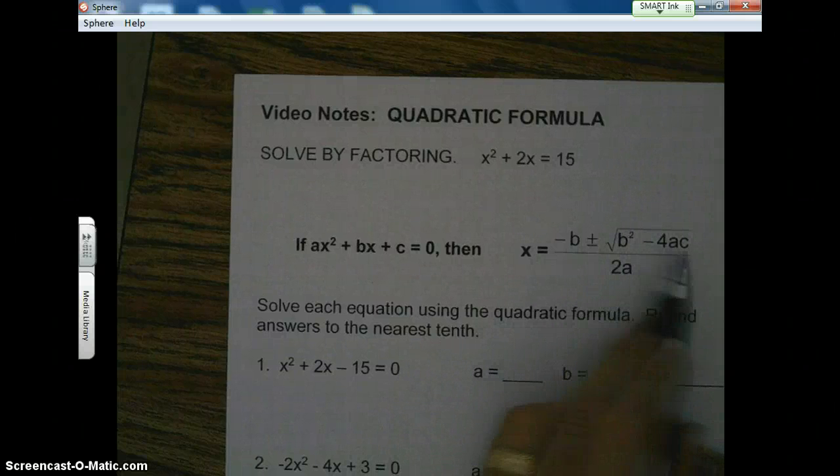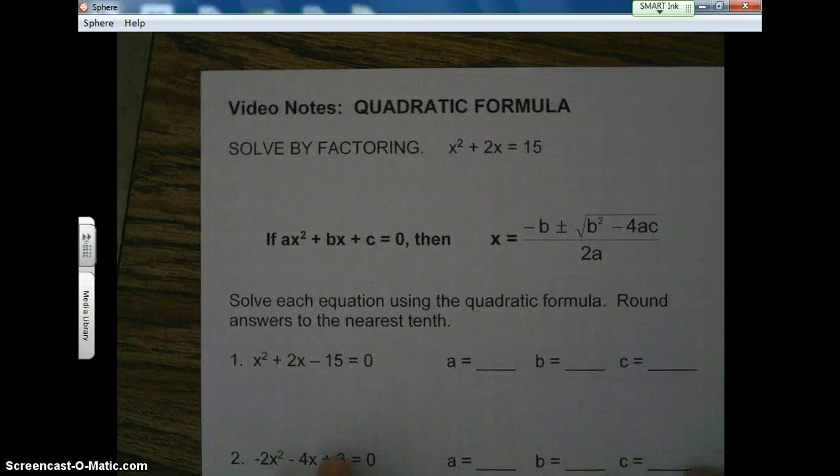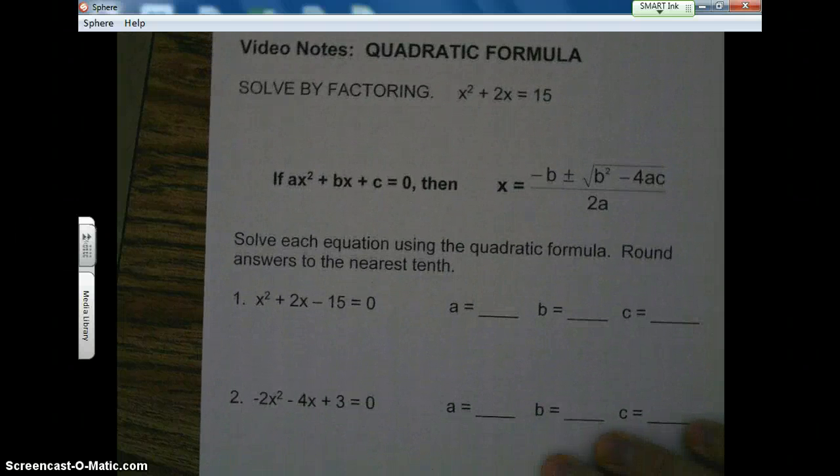I do expect you to have this formula memorized for the test, which is probably going to be on Wednesday or Thursday of next week. So let's go ahead and take a look at number 1.